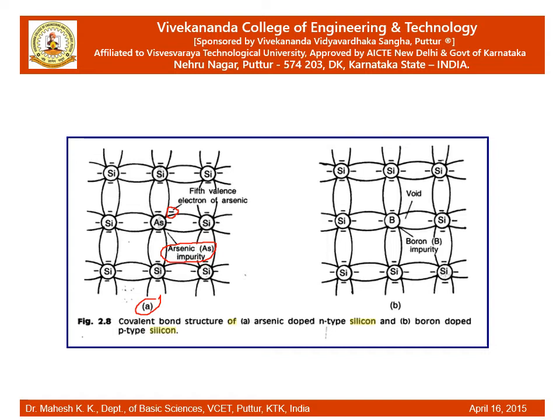In the case of p-type semiconductors, as we explained there, it is boron, and we are having a vacancy here. You see, electrons are present here, here, and here, because it is tetravalent. Because of boron, we are having a vacancy. This vacancy we call a void, maybe, and that is a hole, and this is the creation of p-type semiconductors.